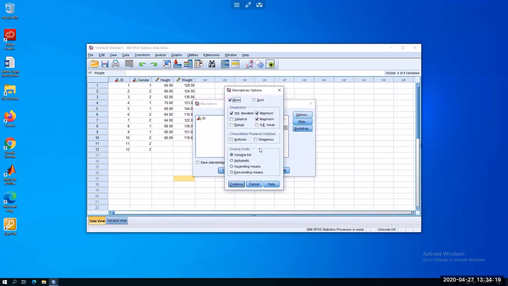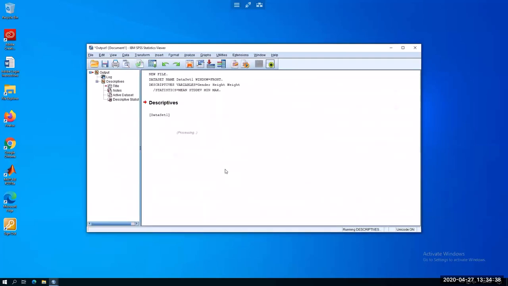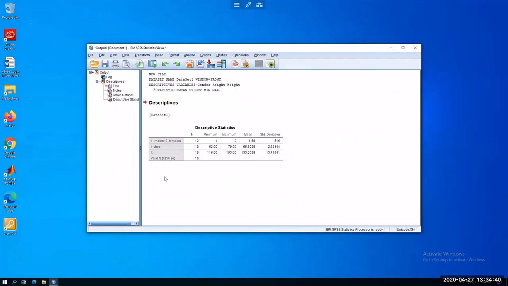Options. We have different choices. I chose mean, standard deviation, minimum, maximum, and we leave the default version and just click continue and then okay. And this is our output.